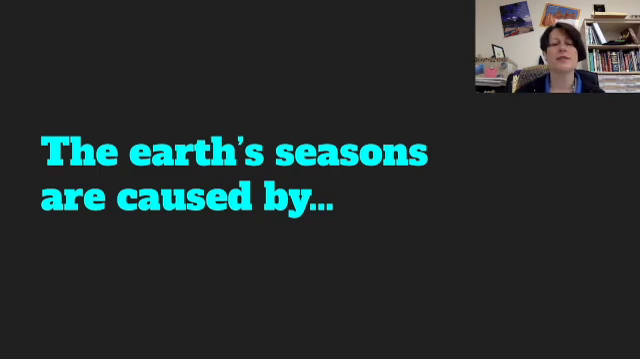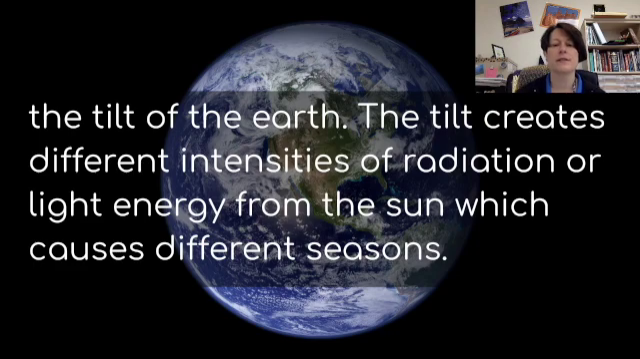Now, the Earth's seasons. Let's talk about these for a minute. We're going to talk about them in another chapter as well, so I'm not going to go real into depth on this. But the Earth's seasons are caused by the tilt of the Earth. It's tilted at 23.5 degrees. The tilt creates different intensities of radiation or light energy from the sun, which causes different seasons.